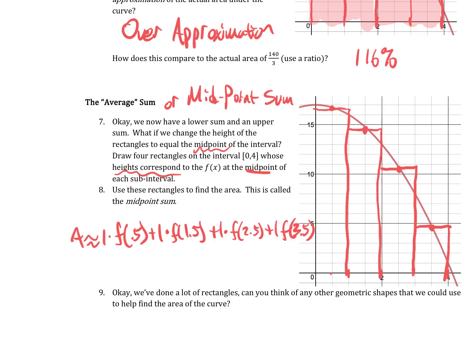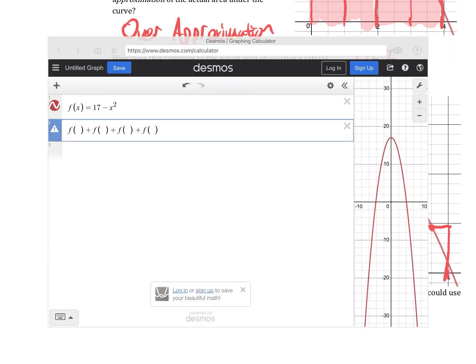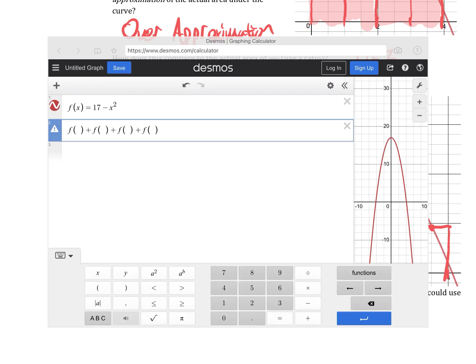So now, what are these? Well, we've got to plug all these in. They're not going to be nice, neat whole numbers, so we can actually use our calculator for this. You can use your TI-Nspire, or I'm going to go ahead and use Desmos here because it's a little simpler to show. So we can enter our function there, 17 minus x squared, and we have f of 0.5 plus f of 1.5 plus f of 2.5, f of 3.5.